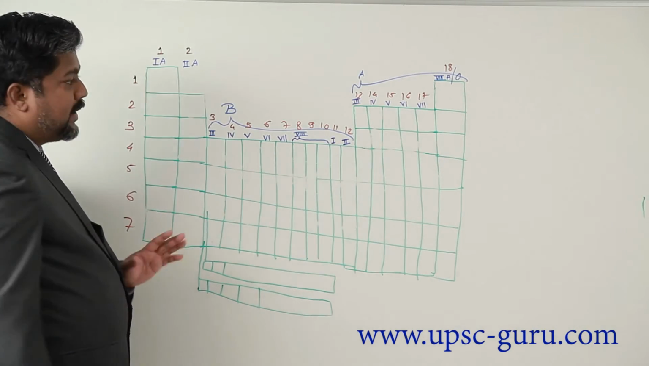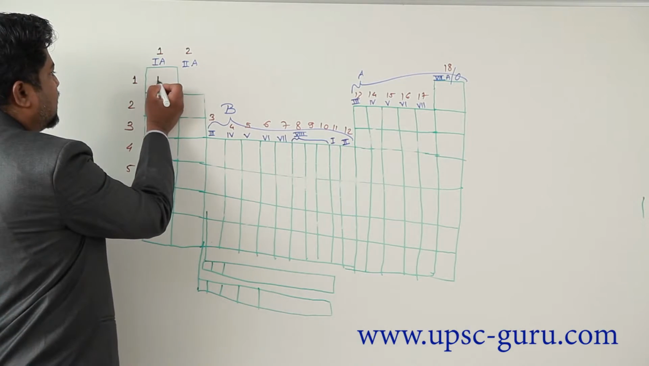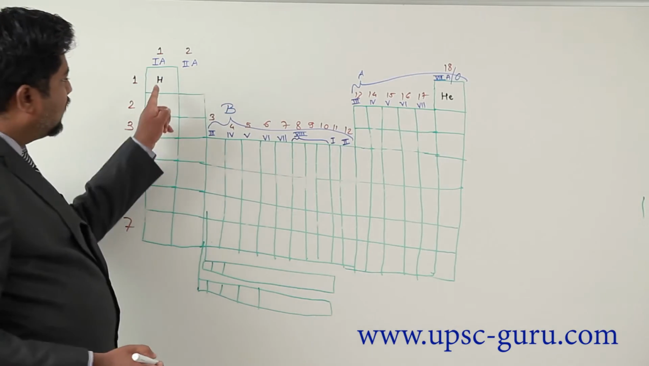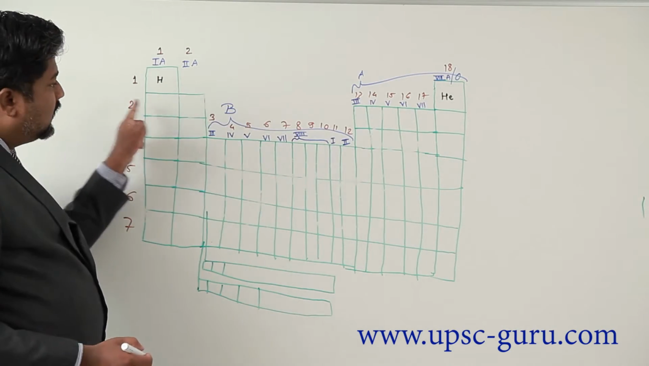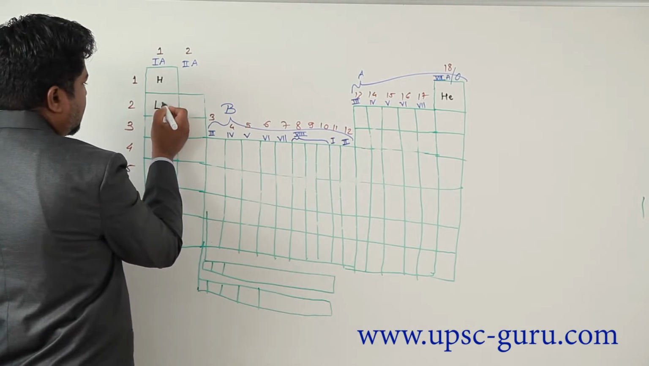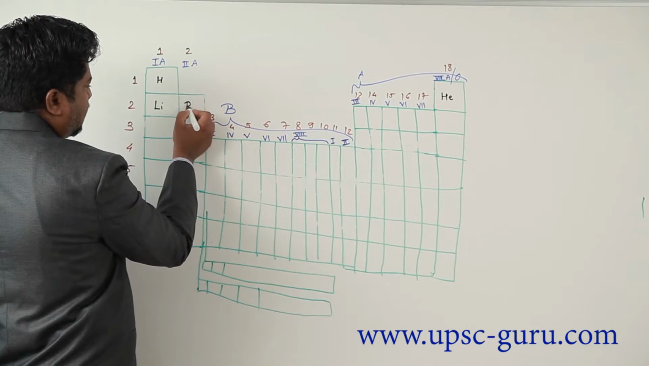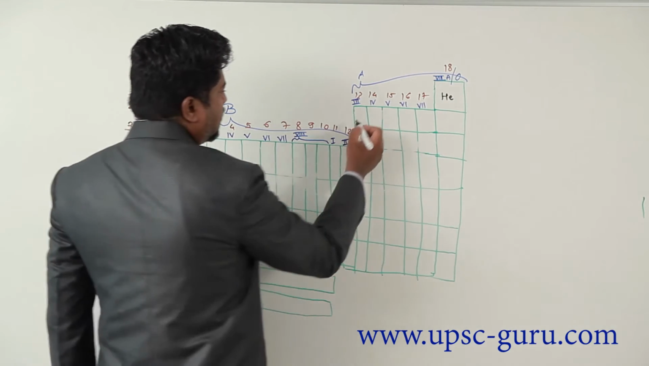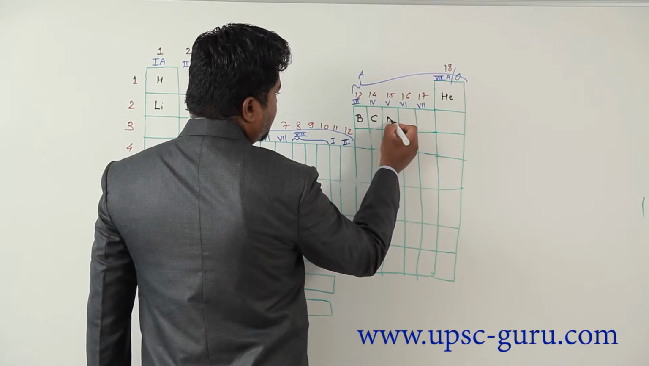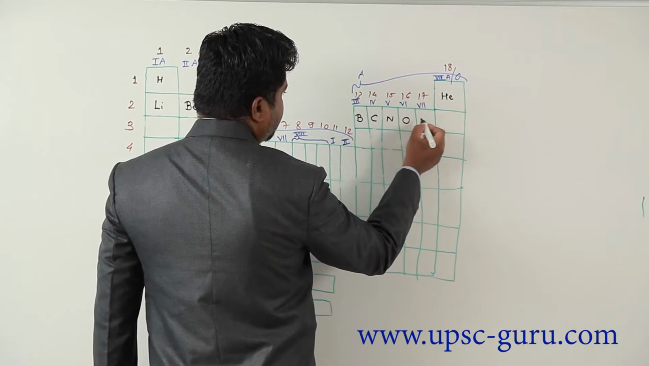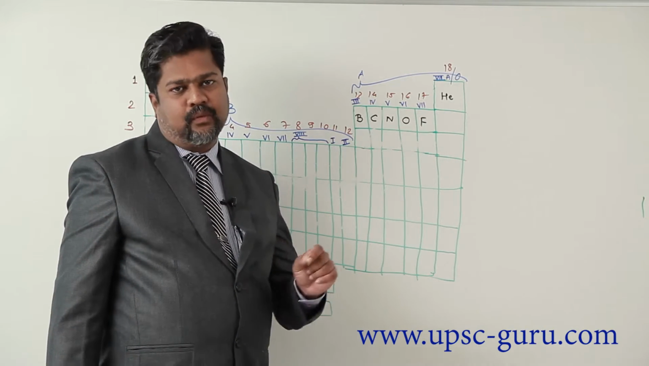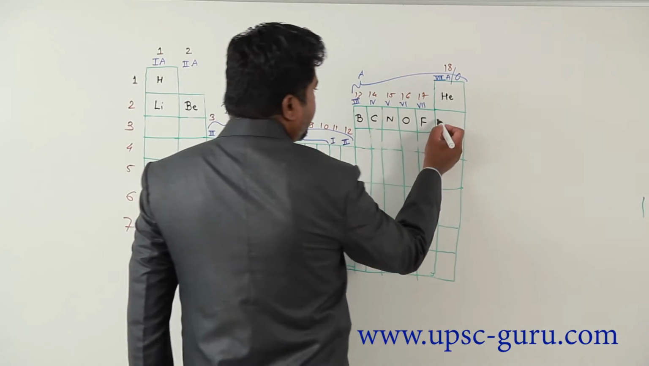But I am writing here 1 to 20 elements first, and symbolically hydrogen, helium, that means atomic number 1, atomic number 2. I have to fill like a row. I am not filling vertically, I am filling horizontally. Then lithium, beryllium, boron, carbon, nitrogen, oxygen, fluorine. This is fluorine, F is the symbol. Then neon.